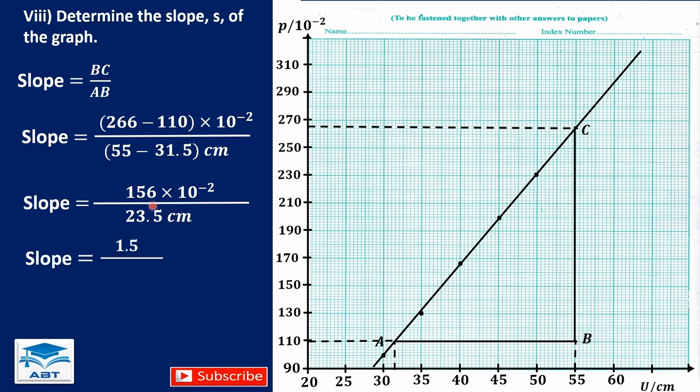centimeters. And now 156 times 10 exponent negative 2 is 1.56, and 1.56 divided by 23.5 is 0.0664, and centimeters is at the denominator, so we have per centimeters as the unit.